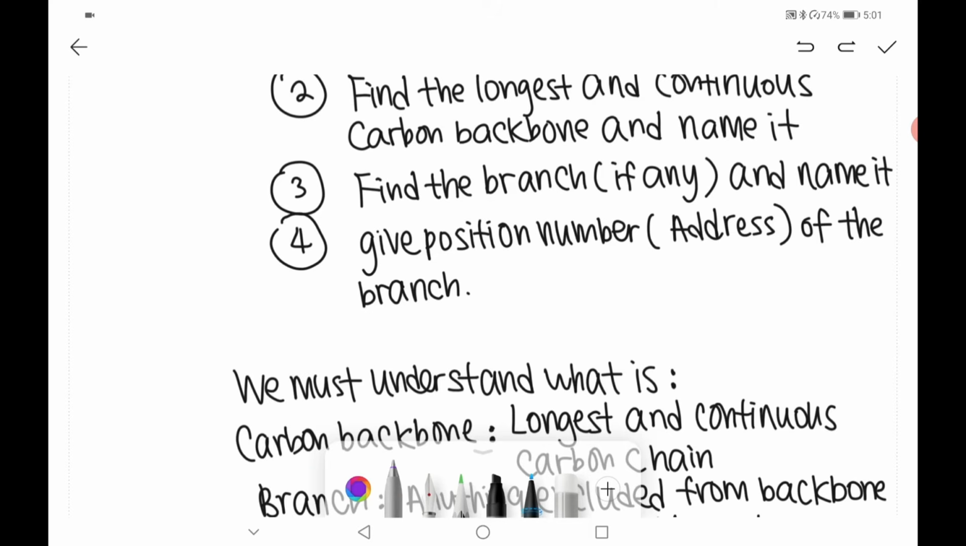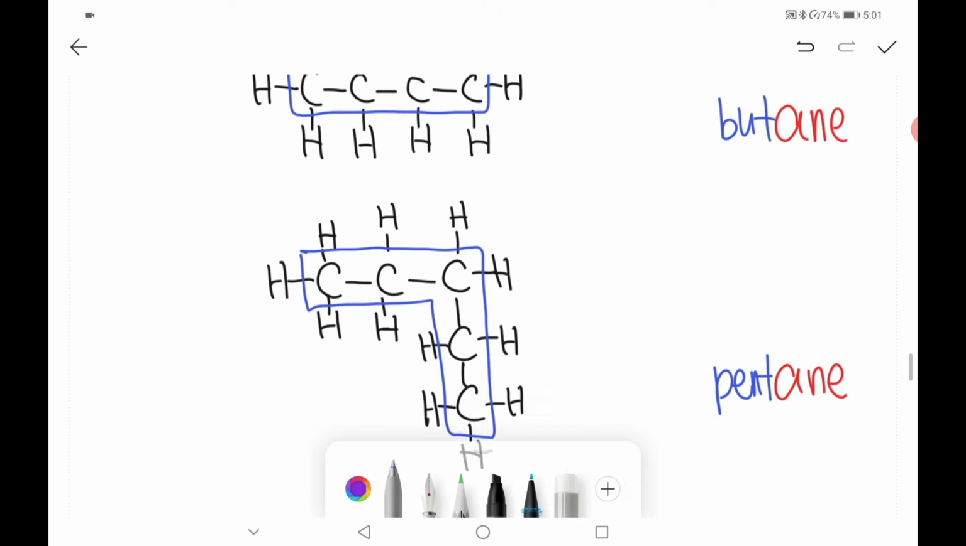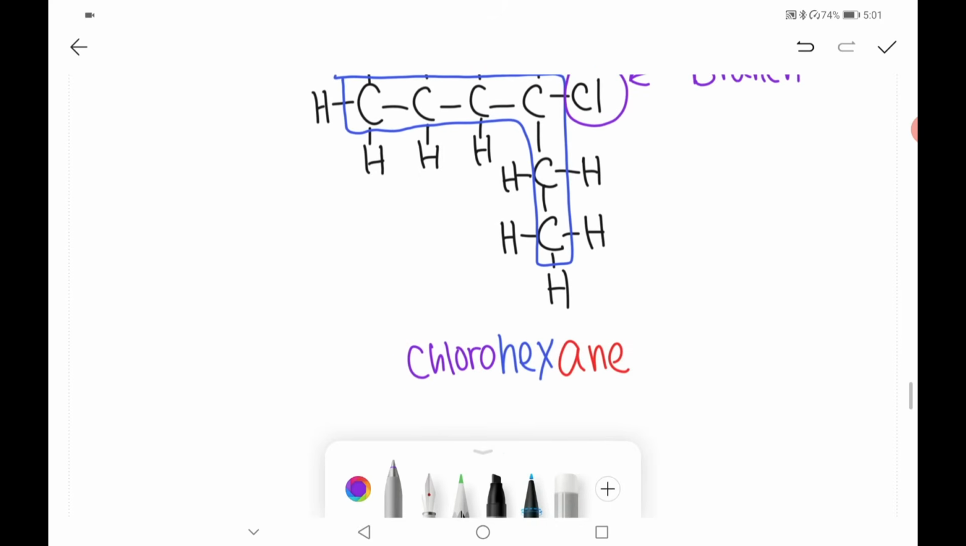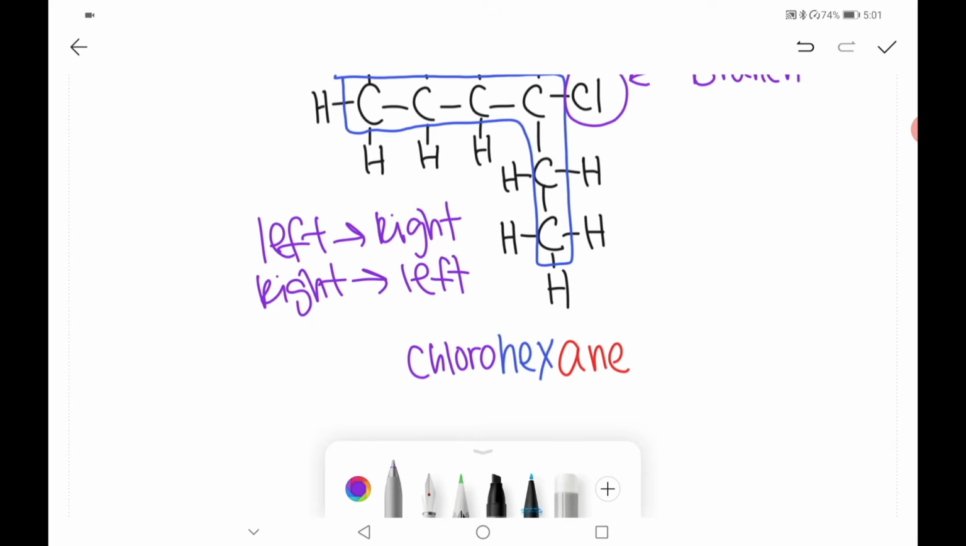You must try to count from both ends. What do we mean by count from both ends? Both ends means you have to try to count from left to right, then you have to try to count from right to left. You must try both ways.